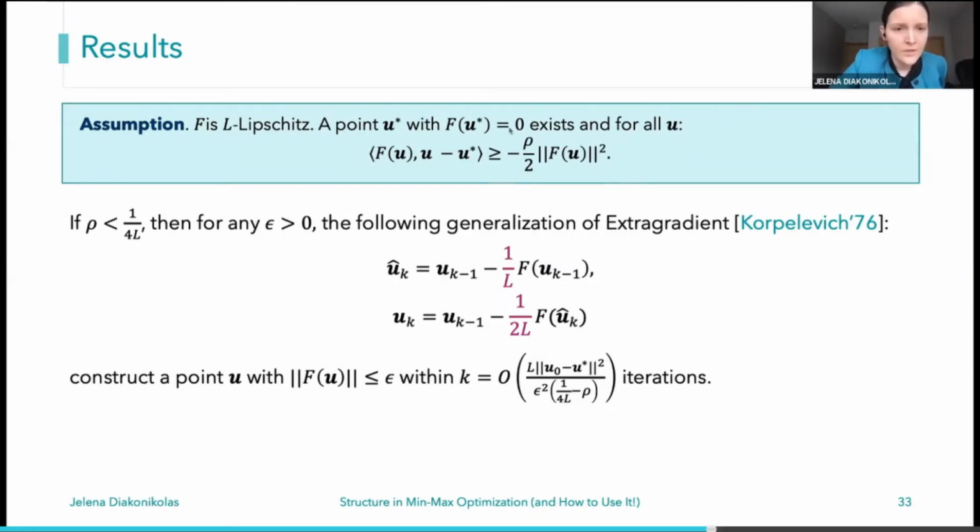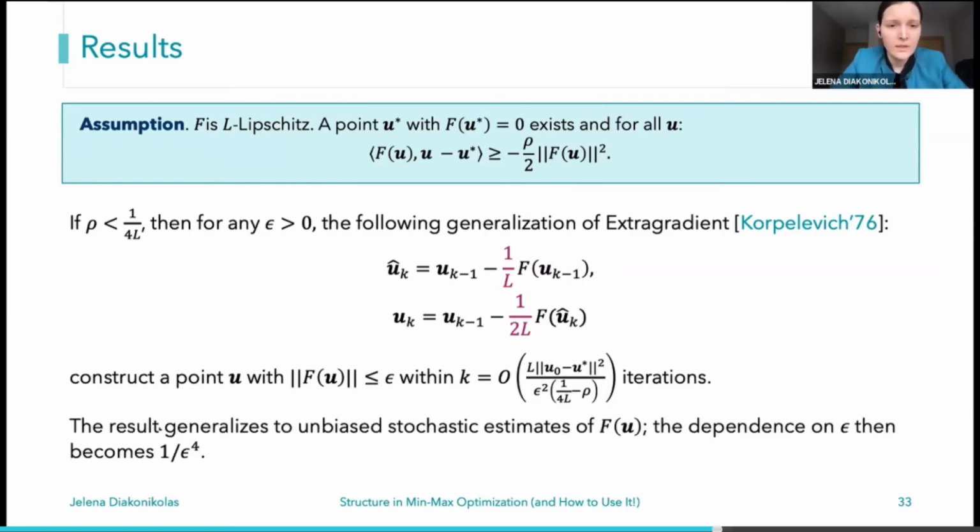And if this row is not too large, then you get convergence that is of the order 1 over epsilon squared. And I don't know how to get anything better than that, at least for this condition. And you can also get a stochastic variant of this method. It becomes worse. The dependence on epsilon then becomes 1 over epsilon to the 4th.